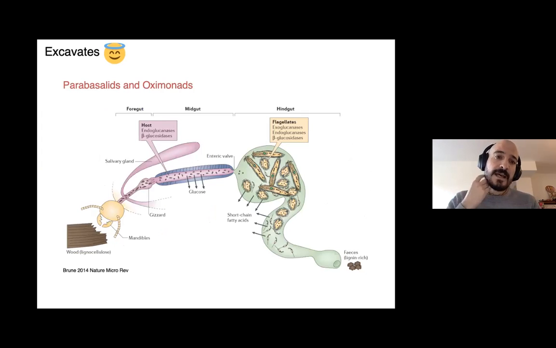We also have mutualists in the excavates. This is an example that is not from a marine environment, and those are the termites. It's well known that in the gut of the termites we have a diverse community of parabasalid and oxymonad excavates that are responsible, together with a bacterial community associated to them, for the degradation of lignin from wood in the gut of termites.